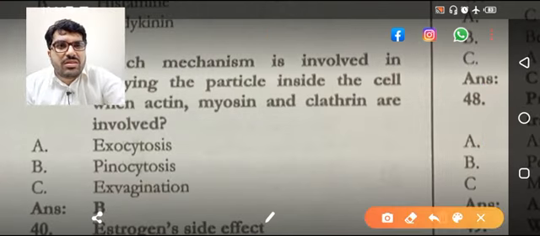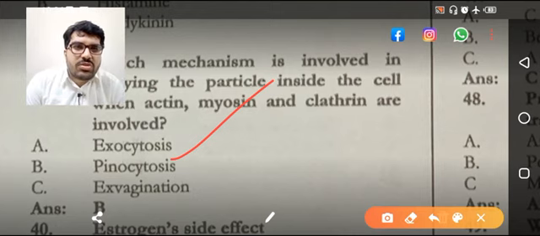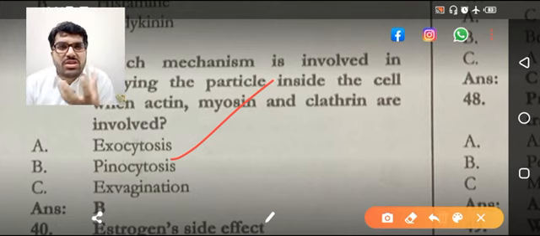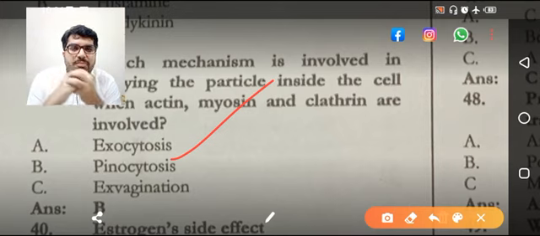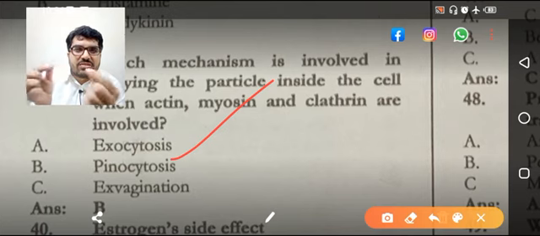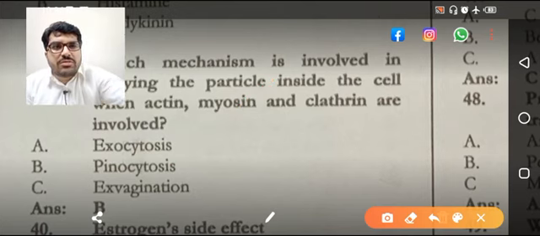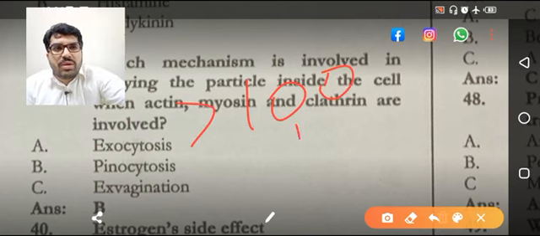Which mechanism is involved in carrying the particle inside the cytoplasmic membrane? The answer is pinocytosis. So there are two things, phagocytosis and pinocytosis. Phagocytosis means you engulf the whole organism and then degrade it. Pinocytosis means you take small particles inside the cell. There is another MCQ, if the size of the particle is more than 100, usually it is taken by phagocytosis.